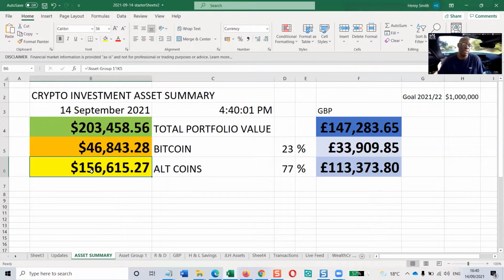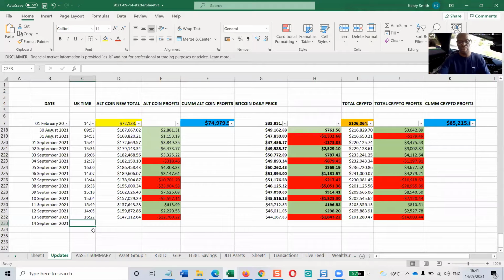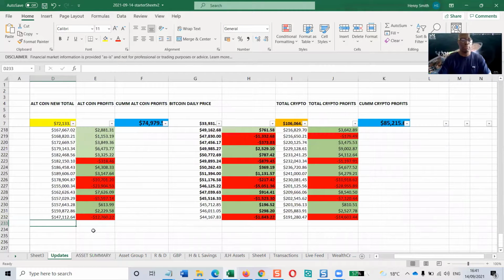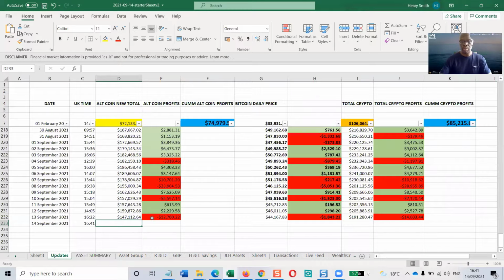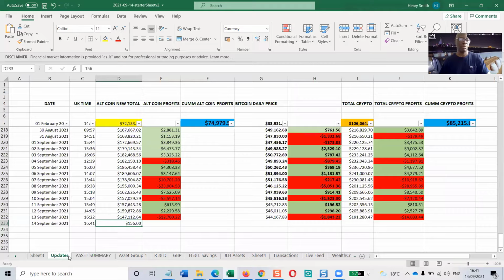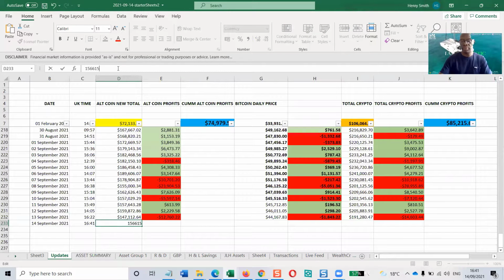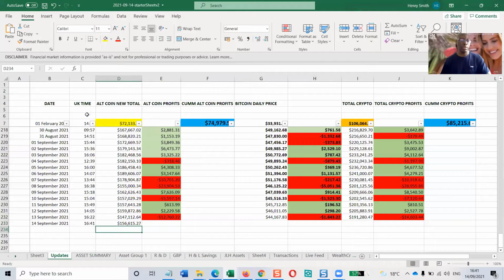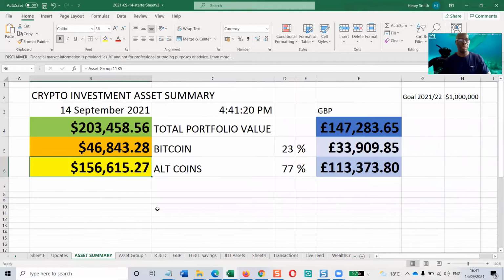So let's start with this figure here. This figure is 156,615.27. So let's put that in here. Because this does update every 10 minutes, so 156,615.27, I think.